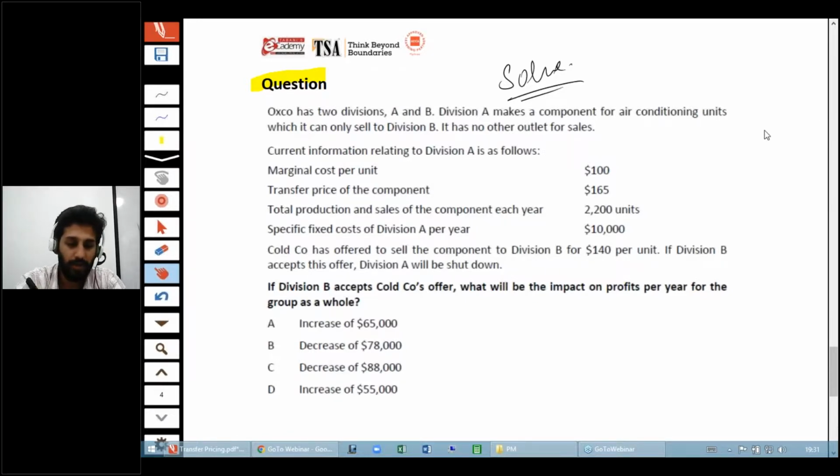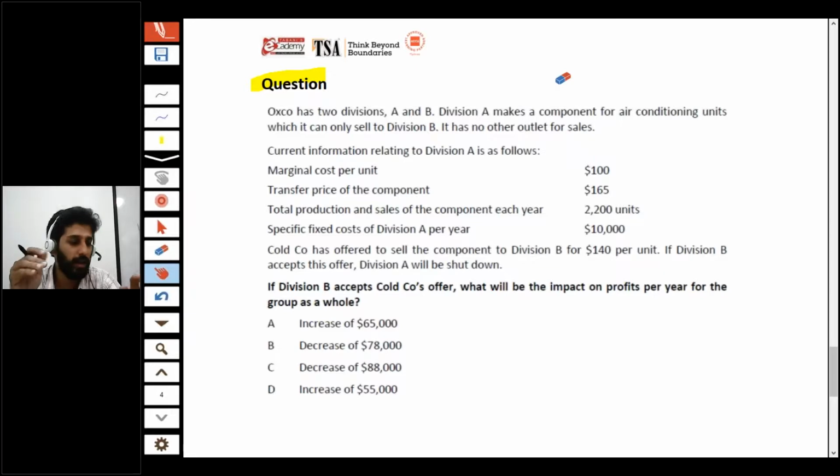All right, now receiving the options, that means you people can solve it. Now let's try the solution for it. First of all, reading the requirement. If division B accepts the cold company offer, what would be the impact on the profit per year for the group as a whole? For the group as a whole.